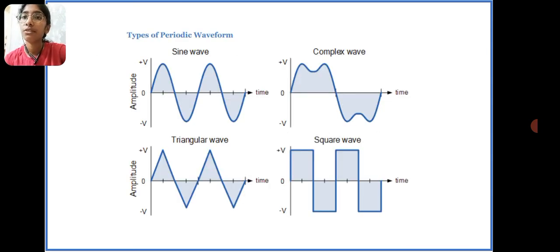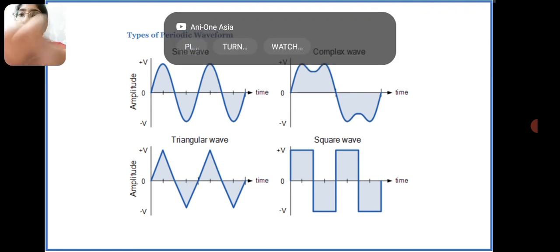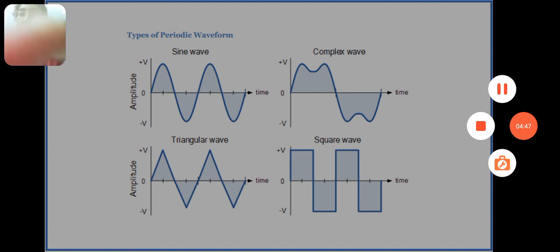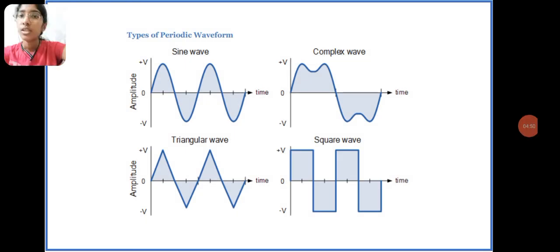So the first one is the sine wave. Sine wave is a bit of a curve, and it is repeating. The period of this sine wave is pi. This is plotted between amplitude and time. The second one is the complex wave. This is a complex wave because it doesn't have any regular shape. Sine wave is a kind of curve, and this is a bit different, so it is a complex wave.